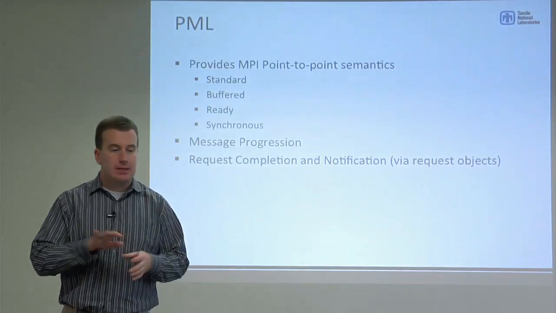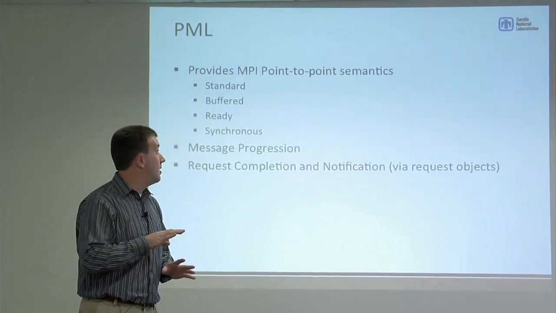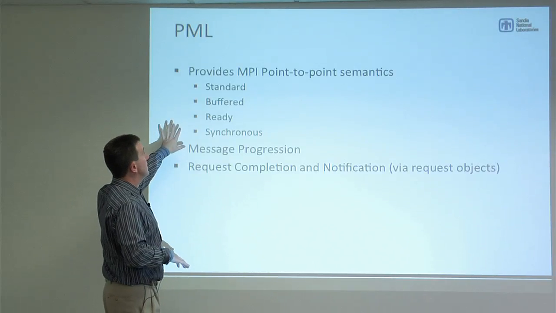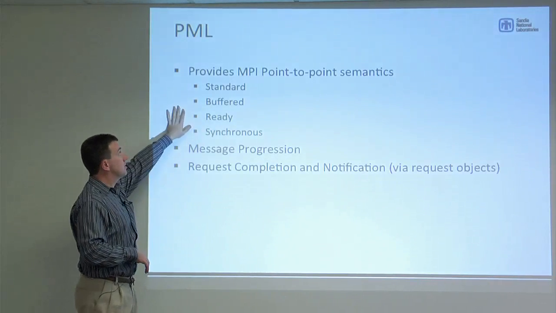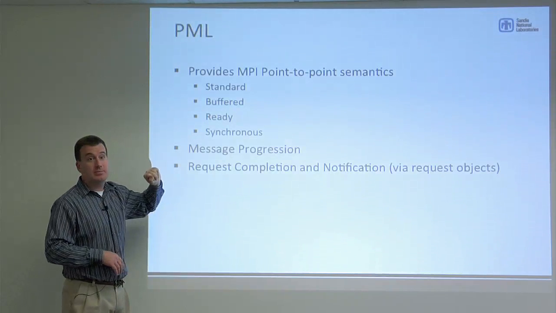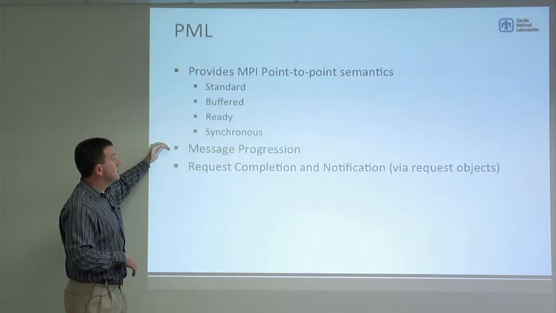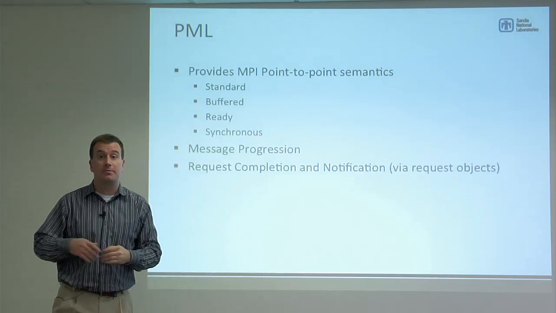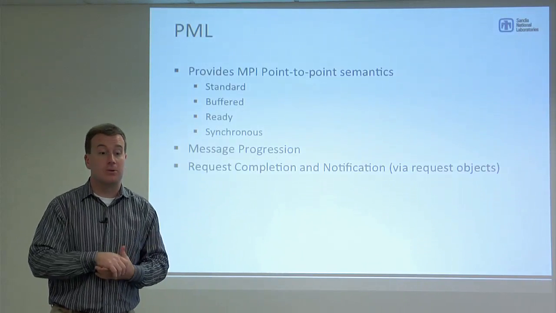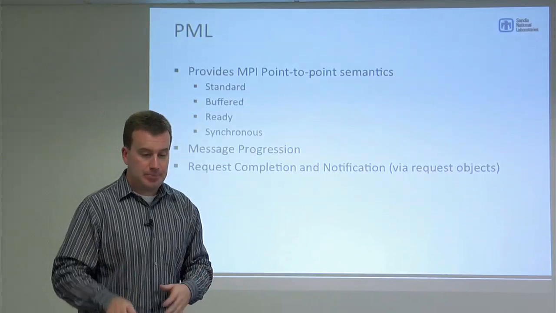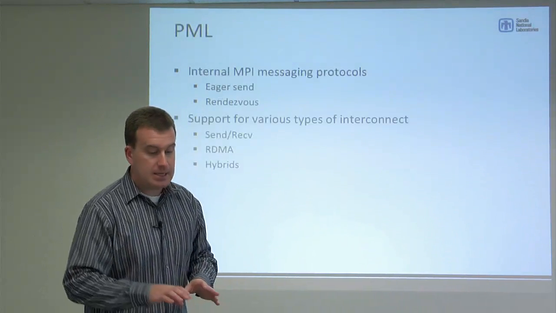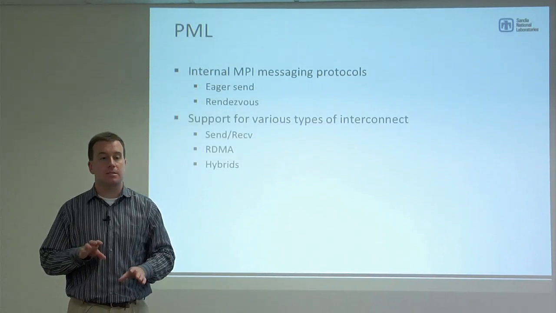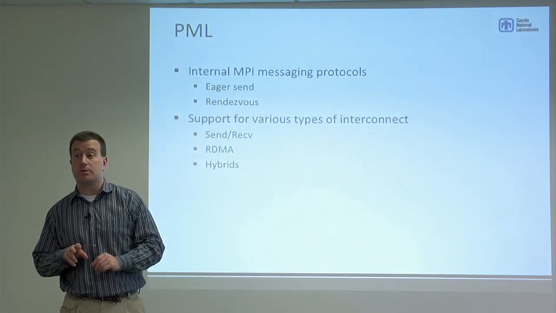So the PML, like we said, provides all of the point-to-point messaging semantics. So there's a whole bunch of different send types. These are totally unimportant because they all get smashed down to the same thing underneath. It guarantees message progression and the request notification and completion via the request objects that we just talked about. So it handles all of that. OB1, or the PML of choice these days, has 2 messaging protocols.